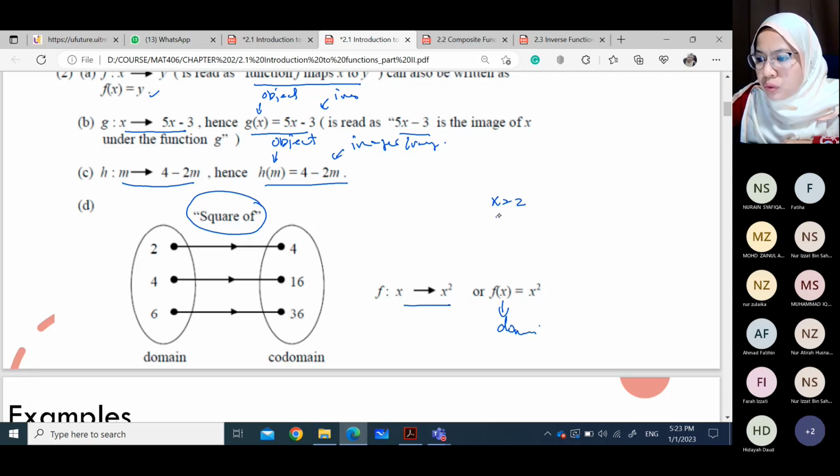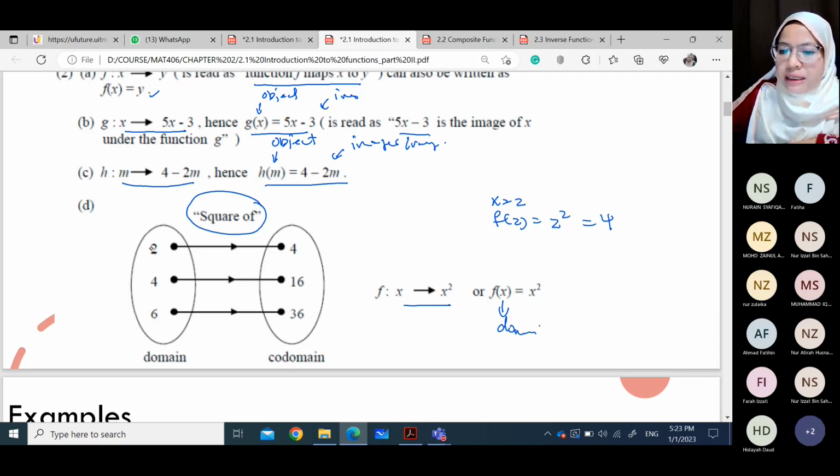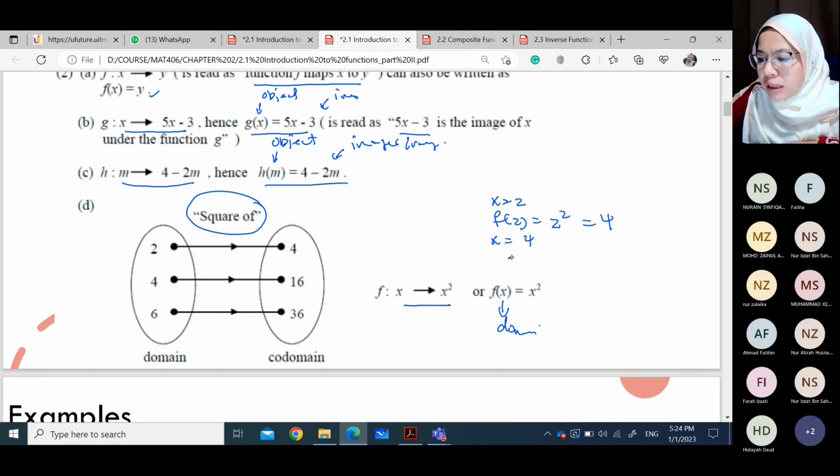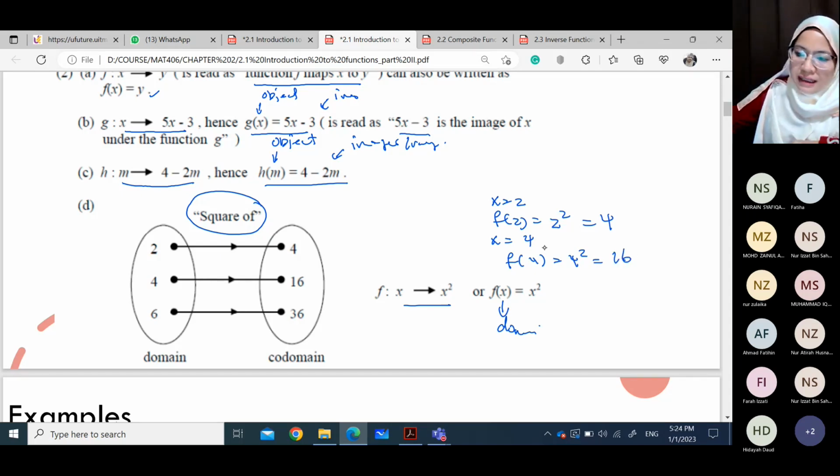X equals 2. So f of 2 is 2 squared, so here we have 4. So the image of x equals 2 is 4. So here we can say that 2 is mapping to 4. Okay, so let's say our x, or our domain here, is 4, and the range here is 4 to the power of 2. So 4 to the power of 2 is 16.